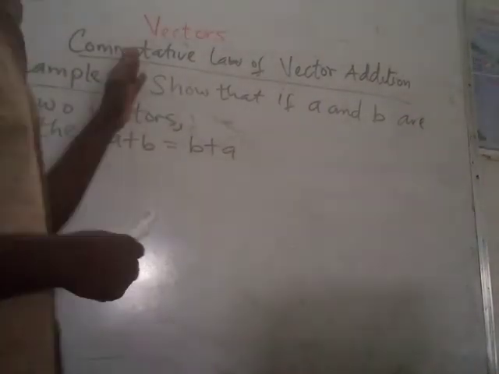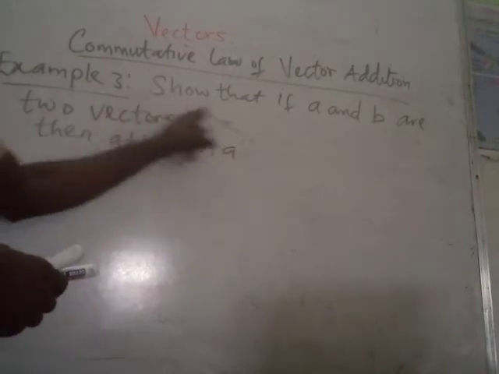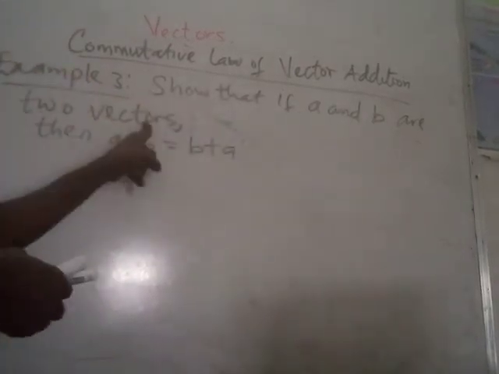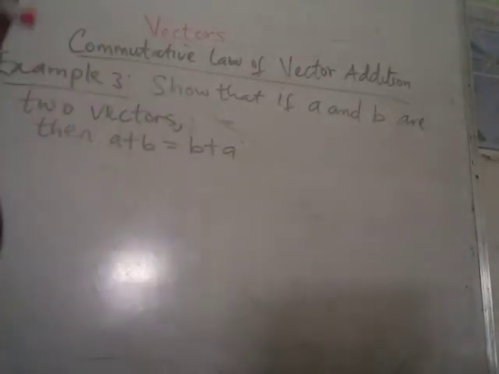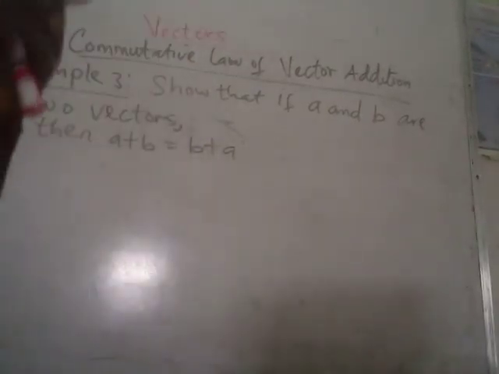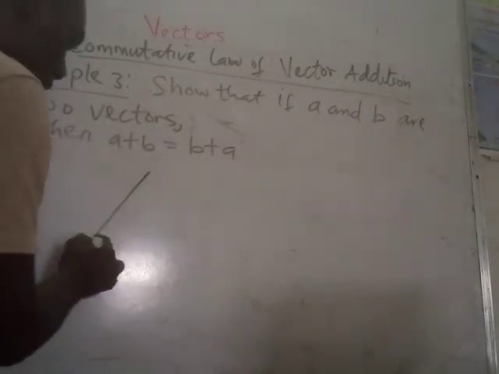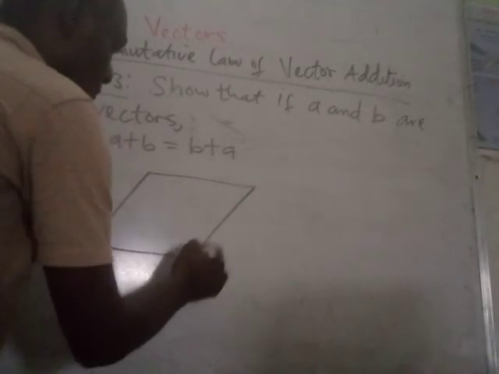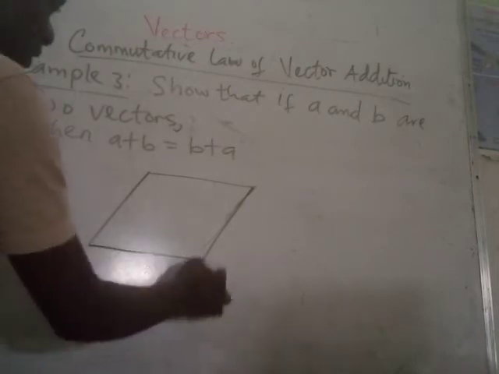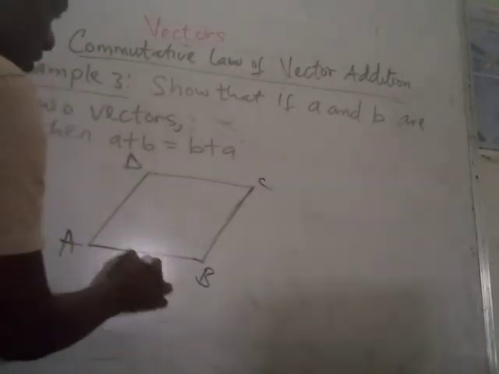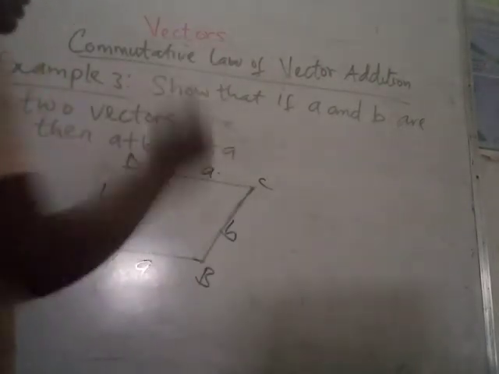So let's look at the commutative law of vector addition. So we will look at this using this example. Show that if A and B are two vectors, then A plus B equals B plus A. Remember that the parallelogram law of vectors states that we can represent two vectors by two adjacent sides of a parallelogram. So if I have this, let's call this A, B, C, and D. So this is A, B. Now the opposite sides of the parallelogram are equal. So this is B and this is A.